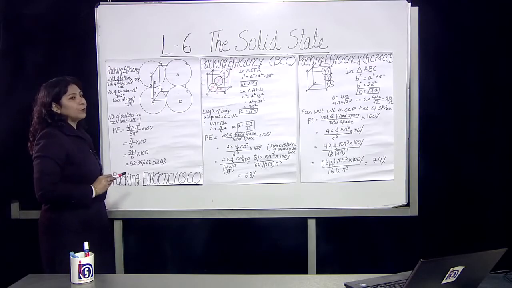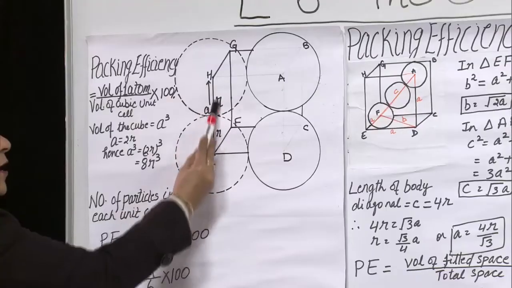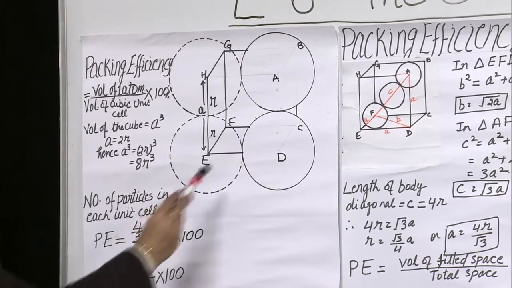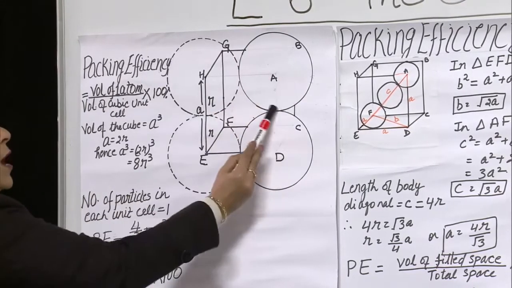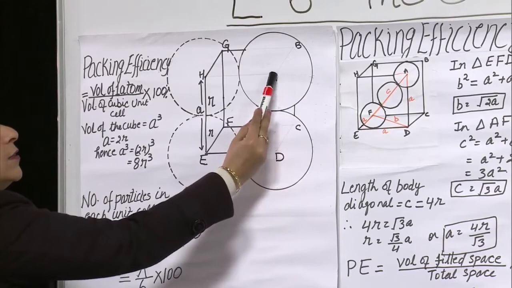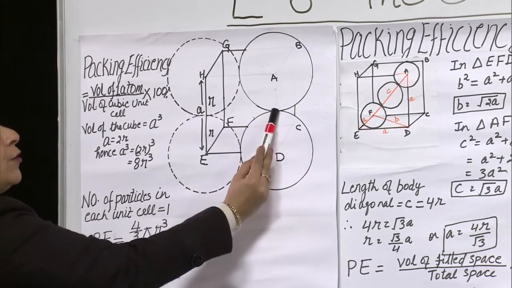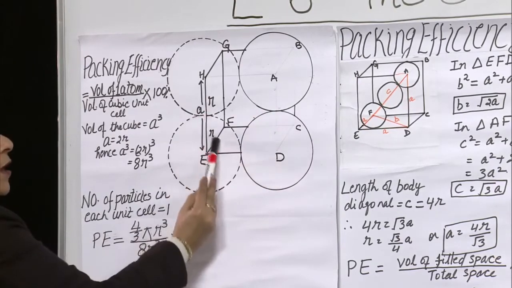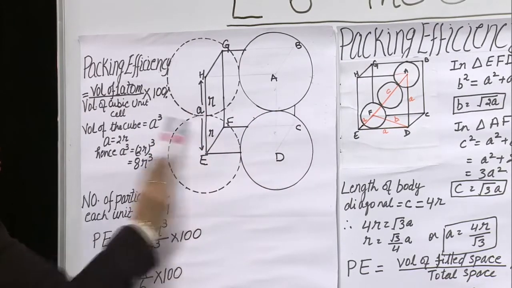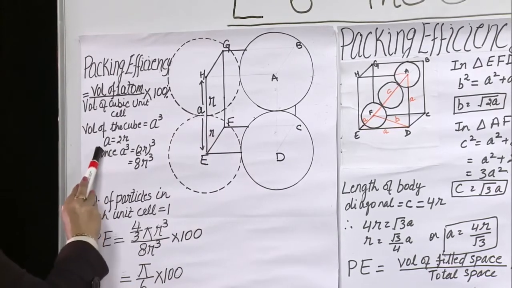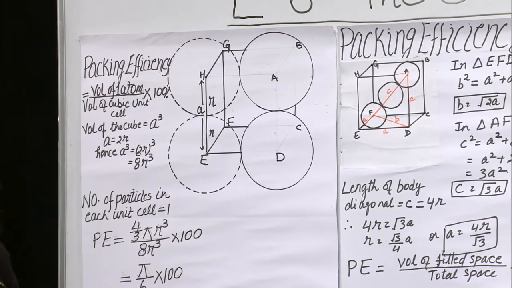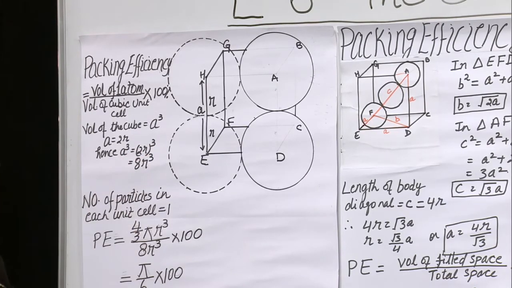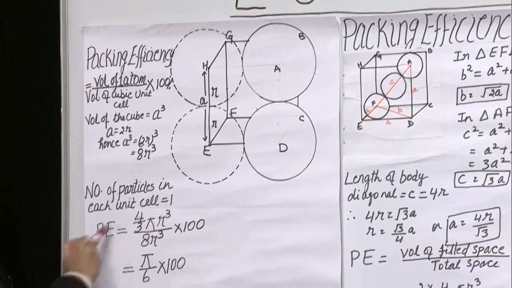Now, the volume of the cube, if we take this side as a, is a cube. You can see over here that two atoms are there and this side a is covered by the radii of the two atoms. It means if this is our radius r, then a is equal to 2r. Hence a cube is equal to (2r) cube, that is 8r cube.